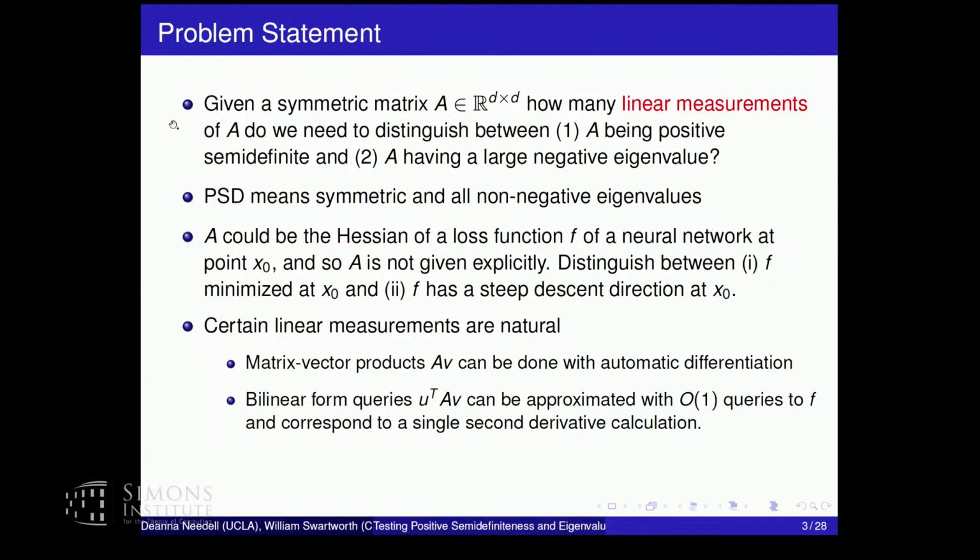So, this is the setting. These are examples that we're looking at. Also, linear measurements come up all the time in streaming and communication settings, as you know. They're useful because linear sketches are easy to update, and they're mergeable, and so on.